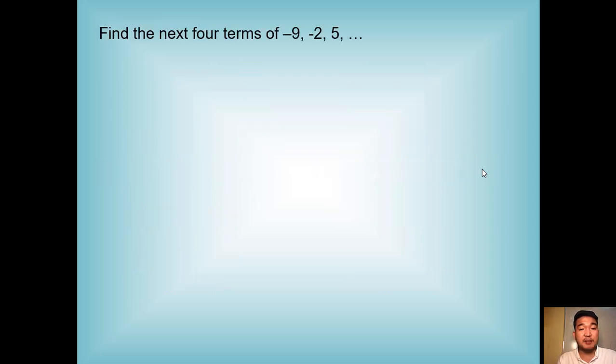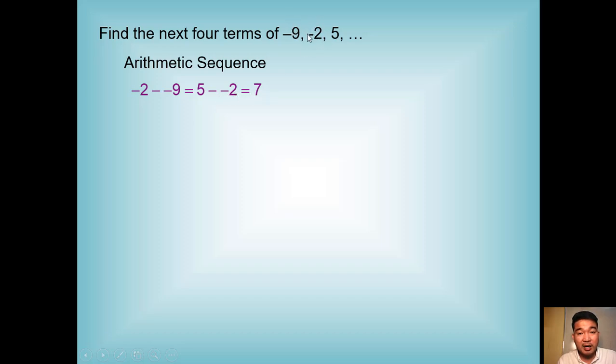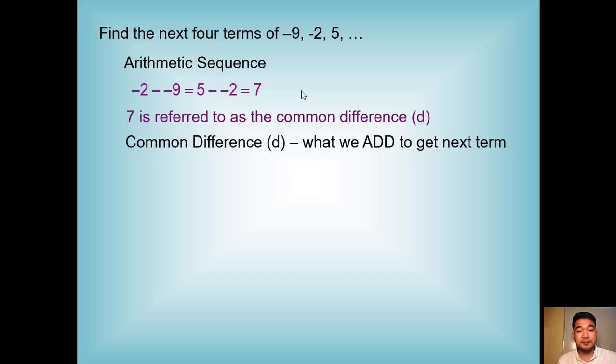Okay, find the next four terms of -9, -2, and 5 in the arithmetic sequence. So, you will have -9, -2 minus -9 is equal to 7, and 5 minus -2 equals 7. So, we subtract the two consecutive terms. -2 minus -9 is 7. 5 minus -2 is also 7. So the common difference is 7. So that is what we add to get the next term. So the next four terms are 12, 19, 26, 33 because 5 plus 7 is 12, 12 plus 7 is 19, 19 plus 7 is 26, and 26 plus 7 is 33. So that's it. You already get the next four terms of the arithmetic sequence.